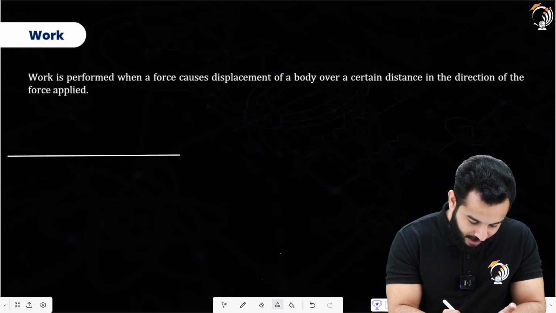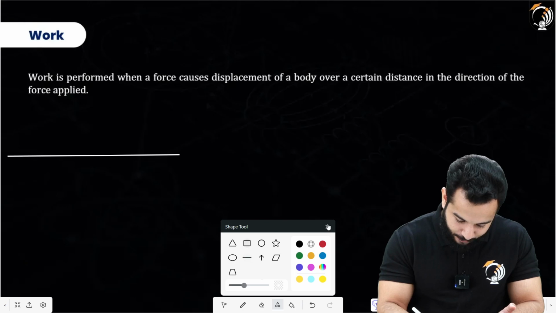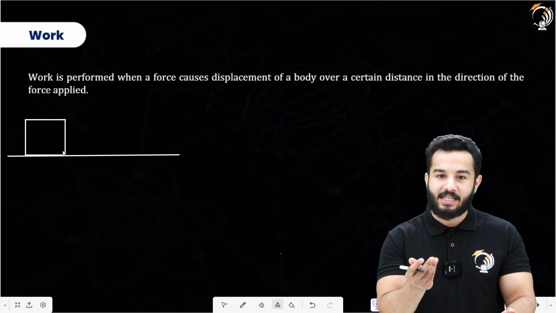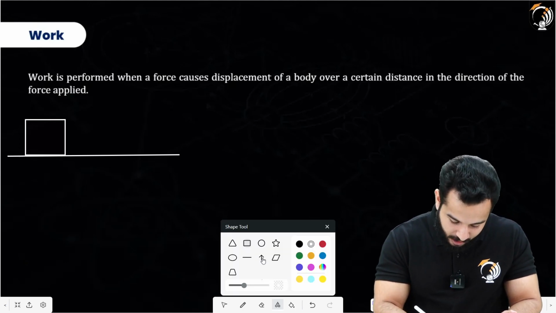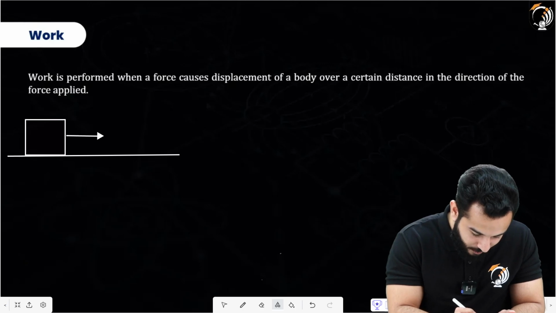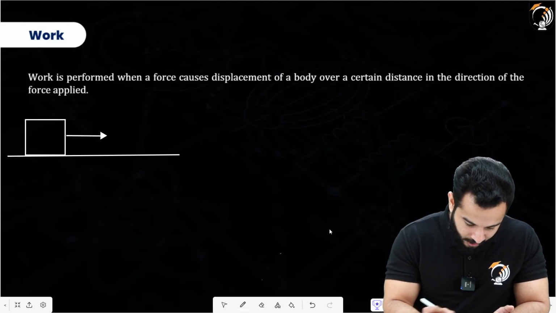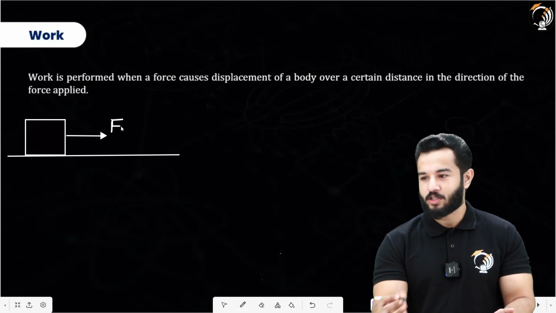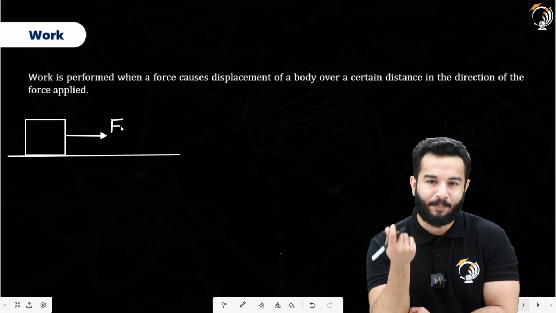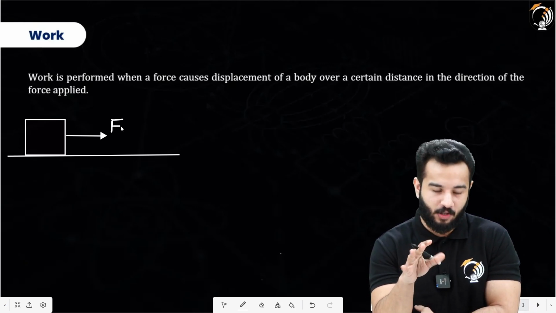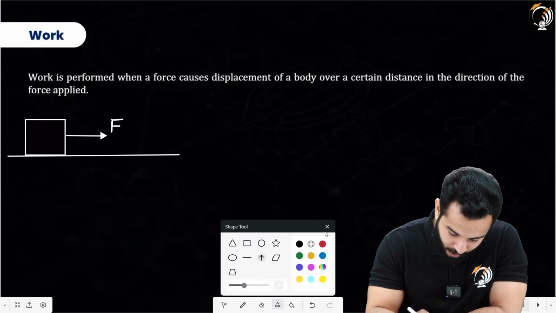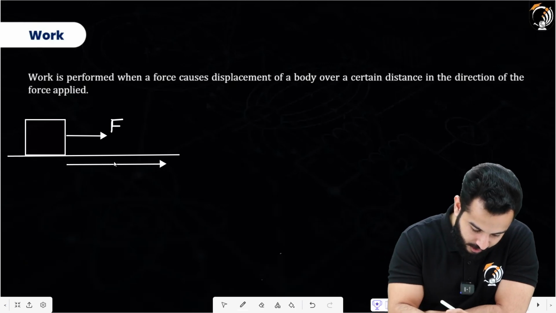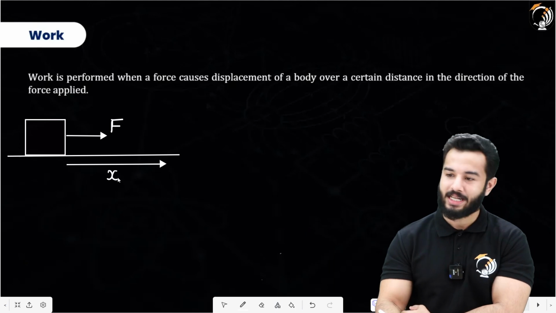Let's suppose that we have got a body kept on a surface something like this, and this is basically a box, right? And using a rope we are pulling this block in this direction. So let's say this is a force F, and because of this force F the body gets displaced, right? There is a displacement of the body, and let's suppose the displacement is something like this. So up to a displacement of x the body gets displaced.